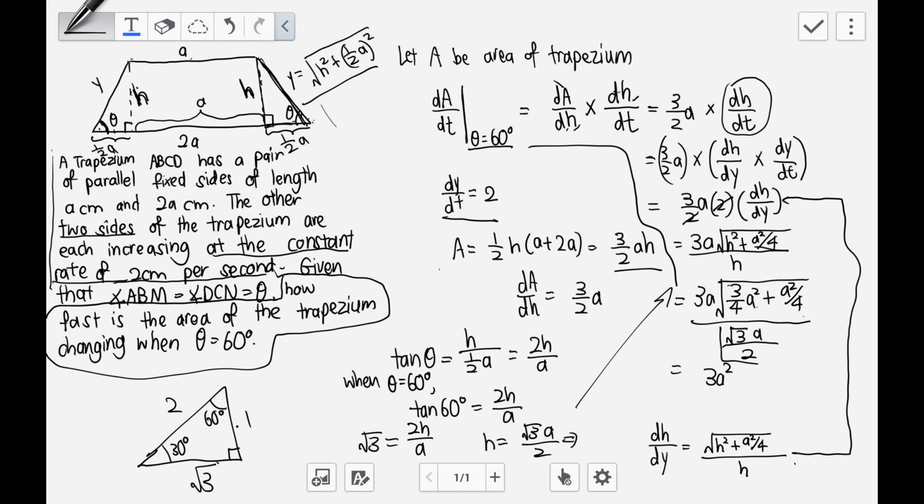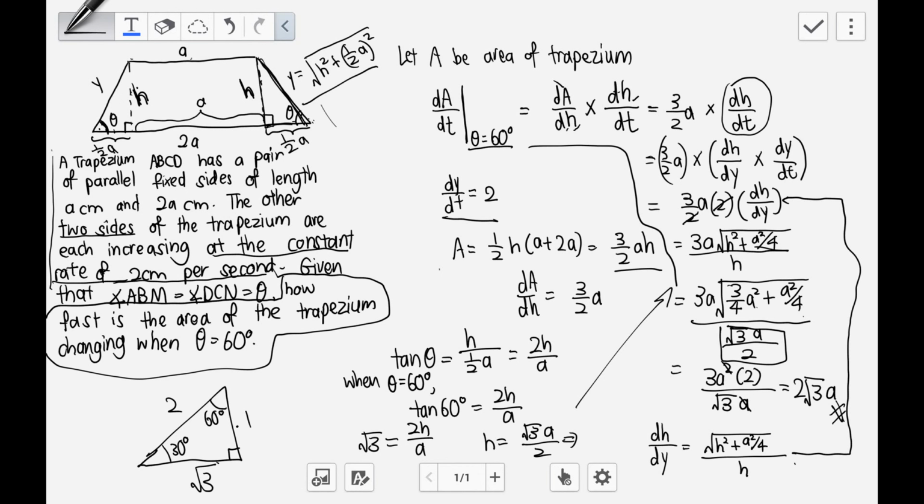Then this divided by this: the 2 will go to the top, divided by root 3 a like this. So cancel top and bottom. So 3 becomes 2. 3 divided by root 3 is just root 3, and then we have 2 root 3 a as the final answer. So that is the answer to this question.